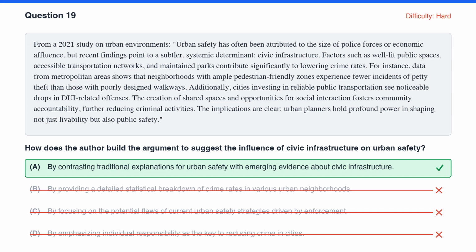Choice A fits best. The opening sentence sets up traditional attributions, police force size and economic affluence, and then pivots with "but recent findings point to a subtler systemic determinant, civic infrastructure." That pivot establishes a contrast between conventional explanations and emerging evidence, and the rest of the passage develops the new explanation with examples about pedestrian zones, public transit, and shared spaces.